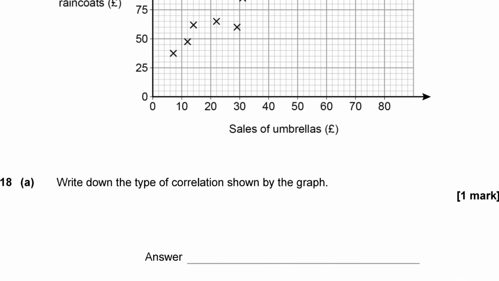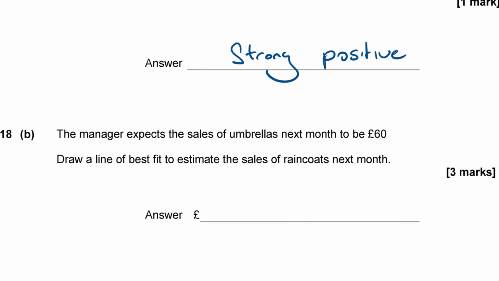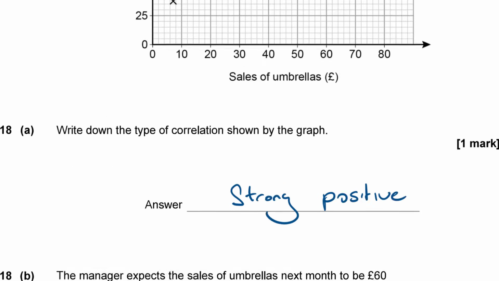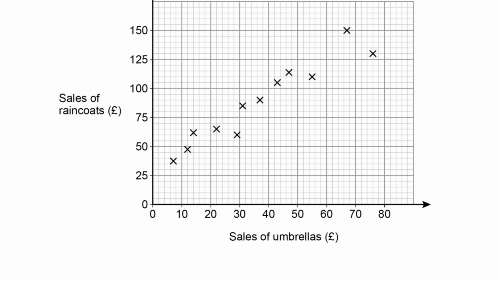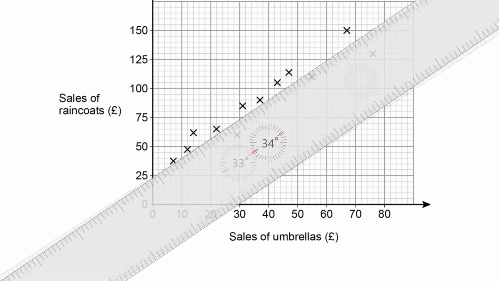So write down the type of correlation shown by the graph. This is what we call strong positive, because there's a clear upward line of best fit going through those. The manager expects sales of umbrellas next month to be £60. Draw a line of best fit to estimate the sales of raincoats next month. So I'm going to draw on our line of best fit. Probably should have done that to answer the first question.